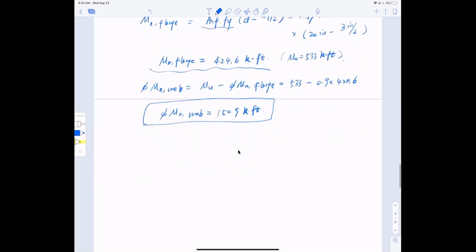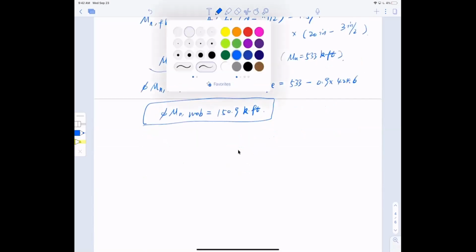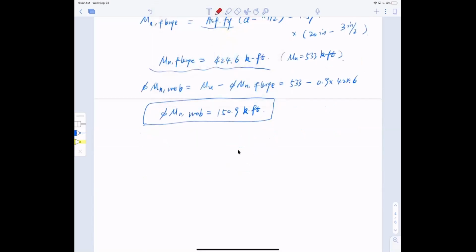Okay, so coming back to the web, I need to redesign my web, right? For the web, I need to treat it as just a rectangular section, and this is the width of the web. The flange is there, but I ignore it. And I have a compressive zone right here, and this is a. So how do I design that?